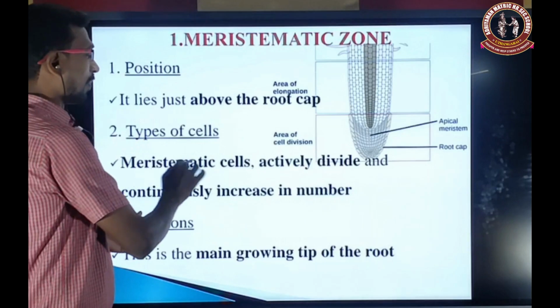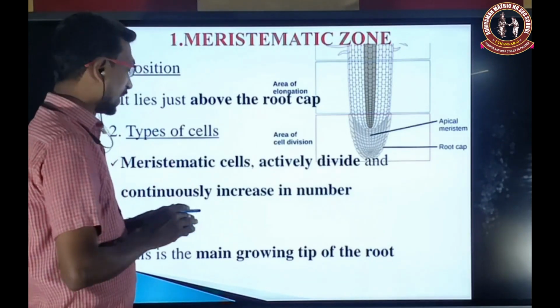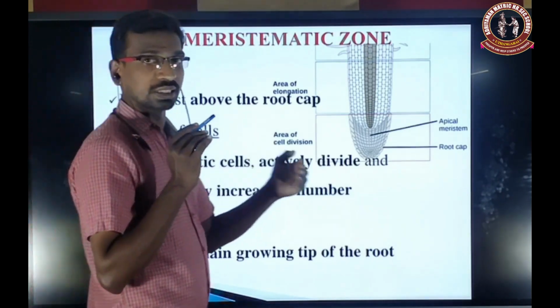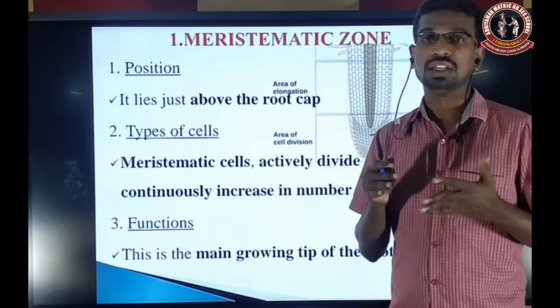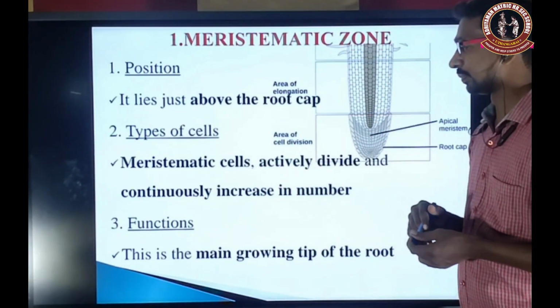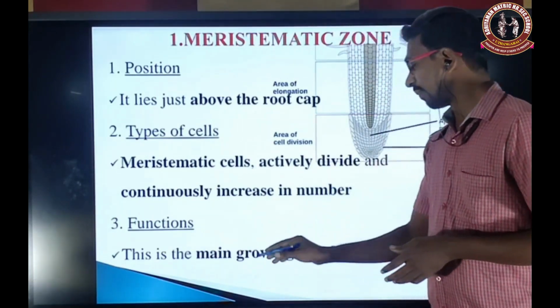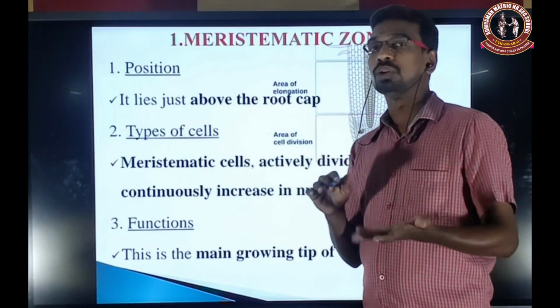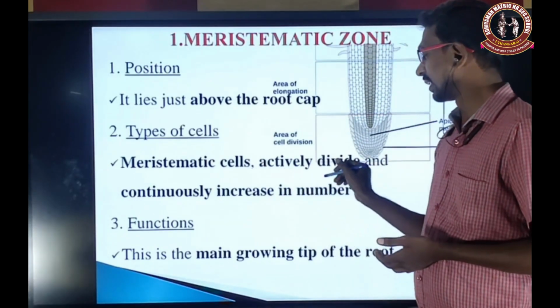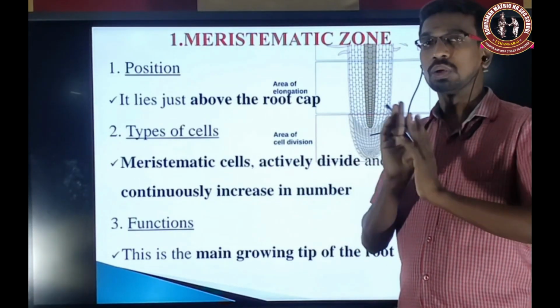Type of cell: the meristematic cells are actively dividing and continue to increase in number. They actively divide to form new cells. That is the role of the meristematic zone. Function: it is the main growing tip, it helps the growth of the root tip. Due to the continuous increase in cells, the root tip will grow.